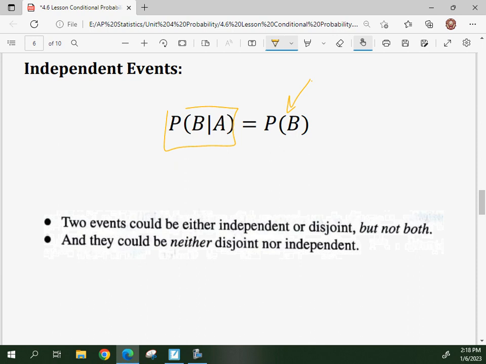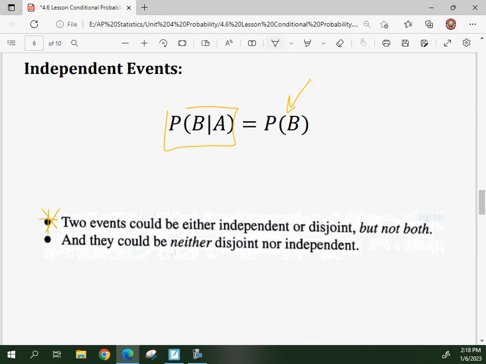We talked about being disjoint in the last lesson. That means the two things can't happen at the same time. And it's important to note that two events can be independent or disjoint, but they can never be both. It's possible that they're neither, but they can never be both independent and disjoint. Just a small note there that is not so small in importance, something we need to know.